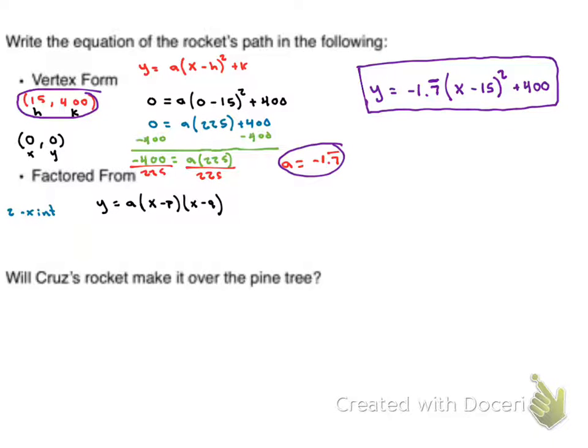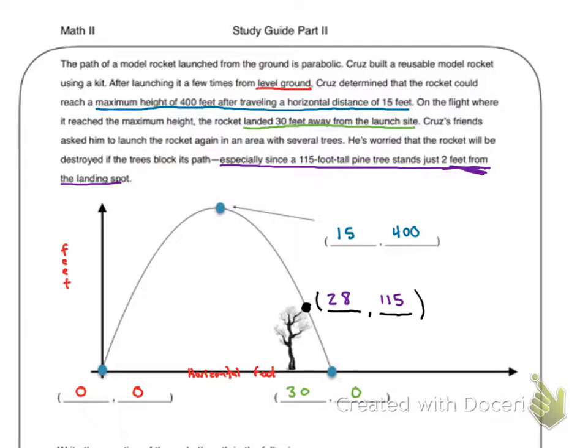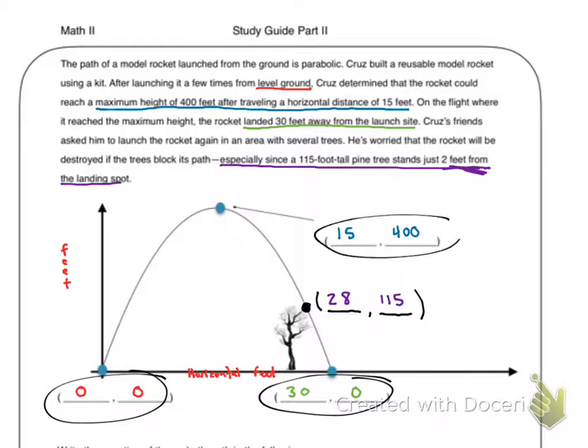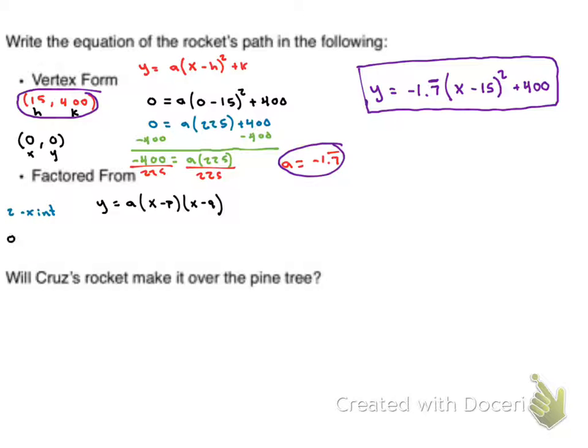So now let's start plugging in. Let's refer back and get our two x-intercepts. So we're looking at (0, 0) and (30, 0), and we're going to need an additional point. I'm going to use (15, 400). So for now, our two x-intercepts are at x equals 0 and x equals 30. So I'm going to write that.